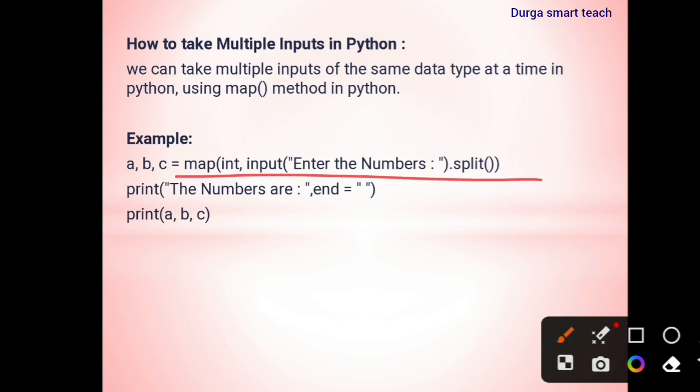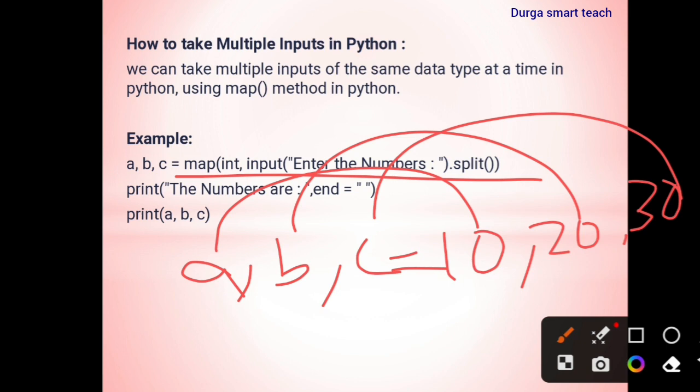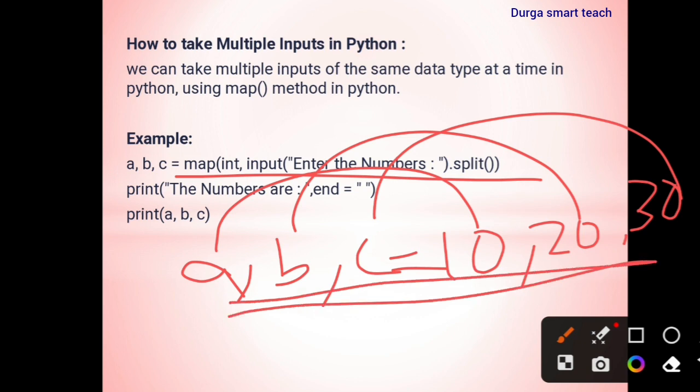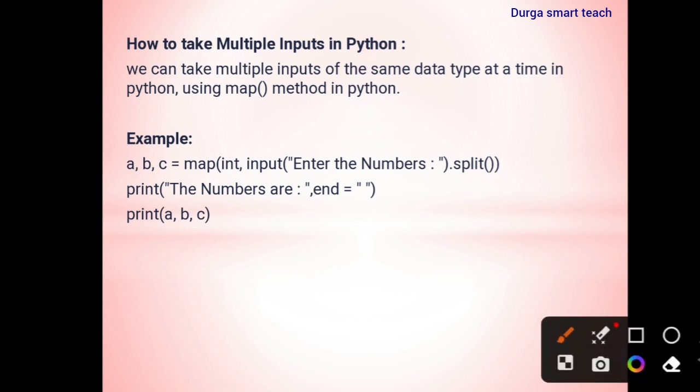Without the input function you can write A, B, C is equals to 10, 20, 30. So 10 will be stored in A, 20 will be stored in B, 30 will be stored in C. This is the case that you can give directly. If you want to read from the user, then you need to use the map function. A, B, C is equals to map of int comma input of enter the numbers, since these three are int data type.